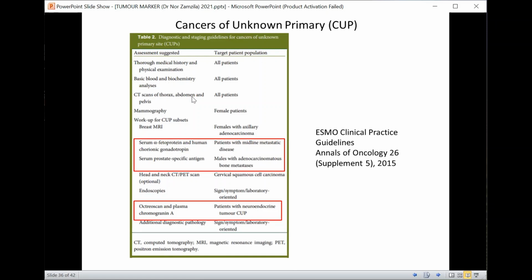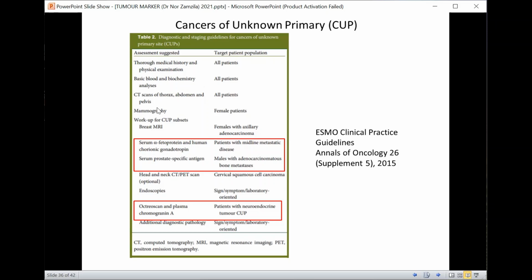So we just have to do the basic blood investigation, like the full blood count, all the basic ones, the LDH level, the serum protein, what else, the hemoglobin, the liver function test, calcium. So you just do the basic blood and biochemistry investigation.